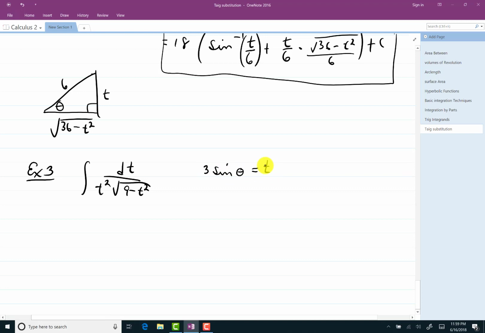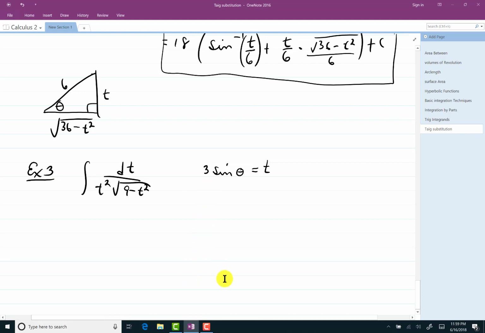Make sure your ranges are permissible. t can go from -3 to 3. It can't go past 3 because that would make this negative inside of here. It can't go lower than -3 because that would make that negative inside of there. Sine goes from -1 to 1. The 3 on the front ensures that it goes from -3 to 3.